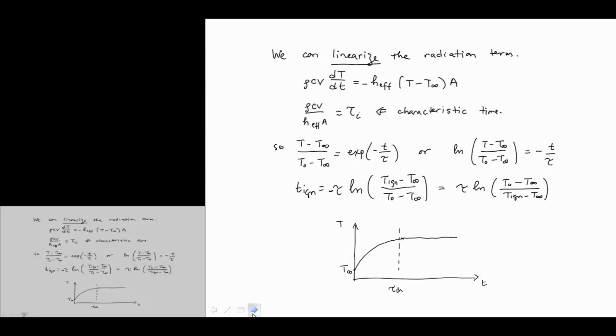Now, oftentimes we can linearize the radiation term, just as a convenience. If we have epsilon sigma, T to the fourth minus T infinity to the fourth, we can factor that as epsilon sigma, T squared minus T infinity squared, times T squared plus T infinity squared. Further factoring, we have epsilon sigma, T squared plus T infinity squared, times T plus T infinity, and then finally T minus T infinity.